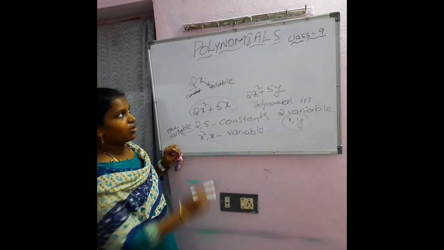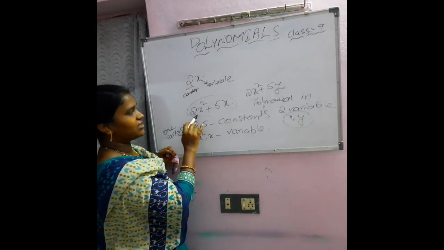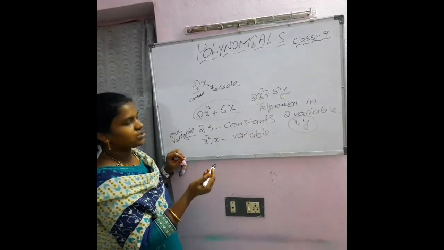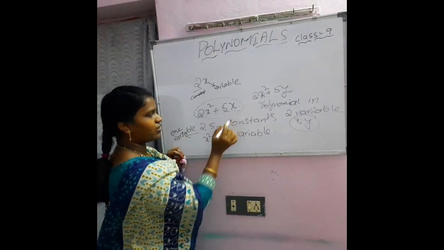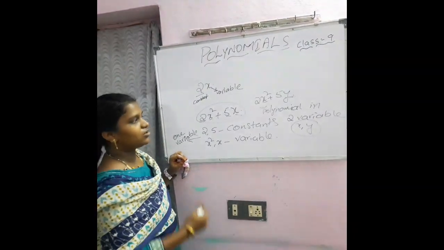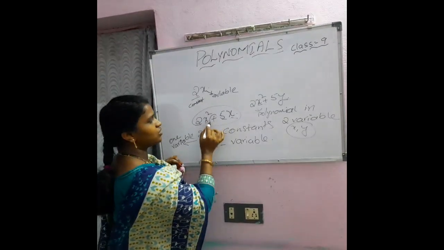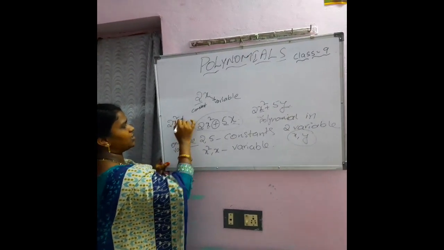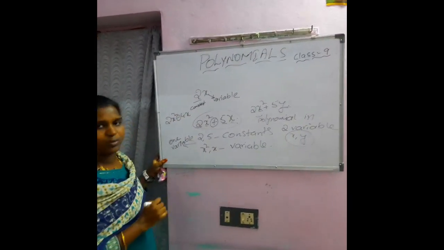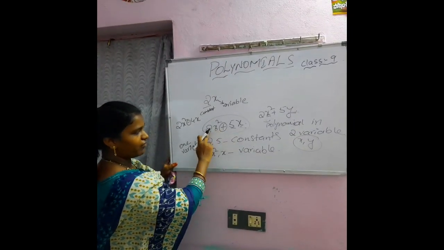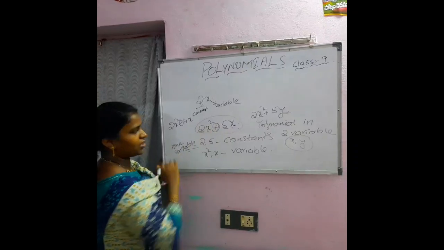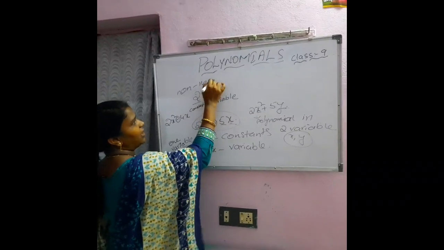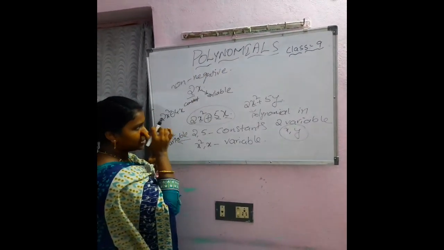By the definition of polynomial, it should be an algebraic expression. An algebraic expression is nothing but the combination of constants and variables, using some binary operations. Here I have used the binary operation plus. Not only plus, it can be 2x square minus 4x, where I have used the binary operation minus. And one more point is the non-negative integral power. Non-negative means it should be a whole number.